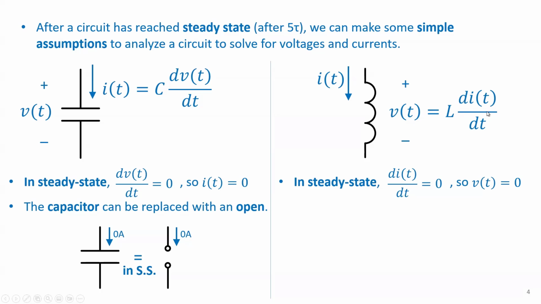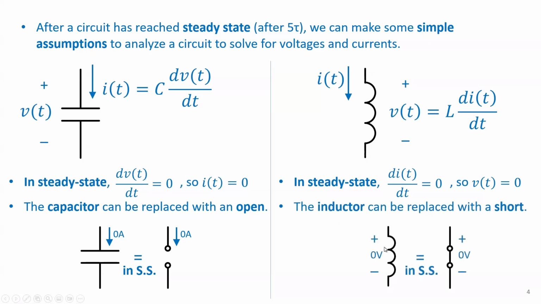Okay, so after 5 tau, di dt is 0. So L times di dt is 0. So the voltage is 0. So how do you make 0 happen between two terminals instead of using an inductor? You can use a short. So in the steady state, you can take that inductor, pull it out of the circuit on your schematic, and replace it with a short.